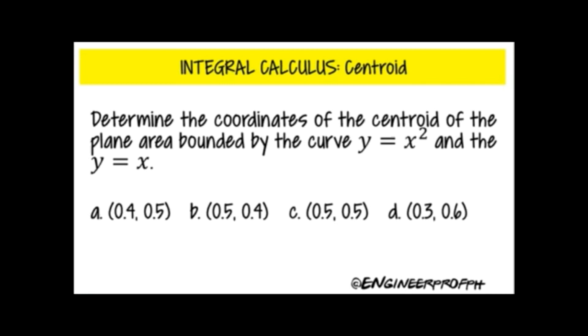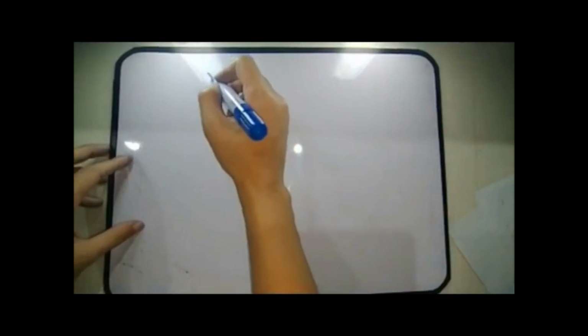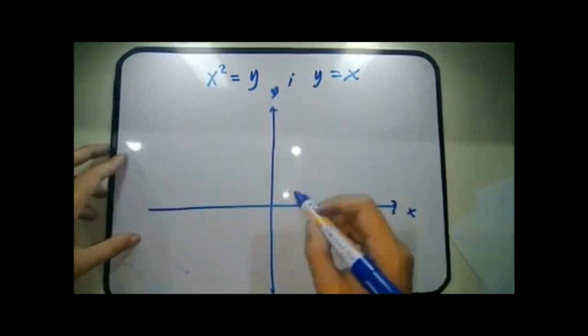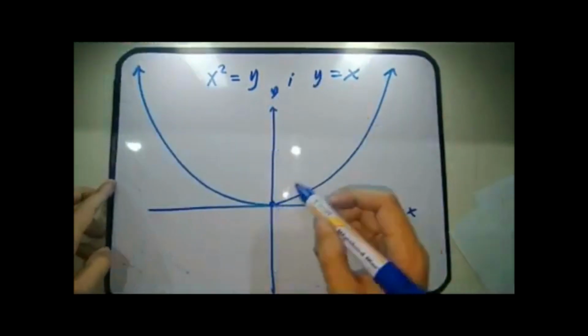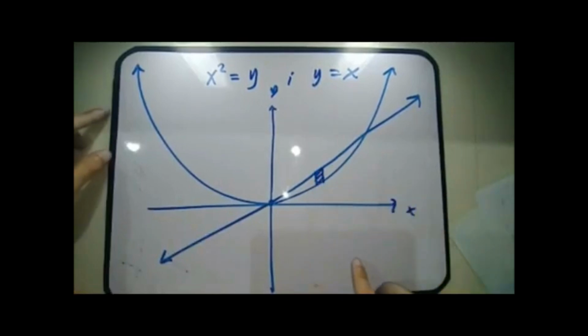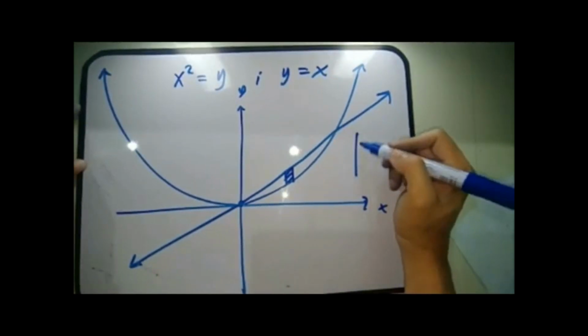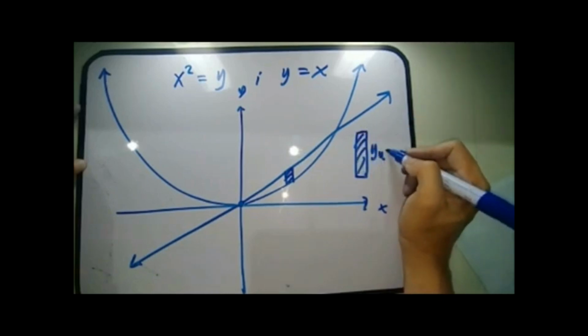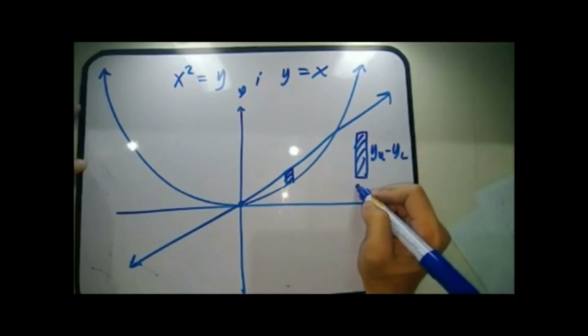You have here x squared equals y and the line y is equal to x. So you have here guys yung next problem natin, that is x squared equals y and the line y is equal to x. So i-graph natin siya. So you have this area na bounded siya sa first quadrant here. So kunin natin yung strip that is vertical pa rin siya. So y upper minus y lower. Then yung width niya is differential of x.